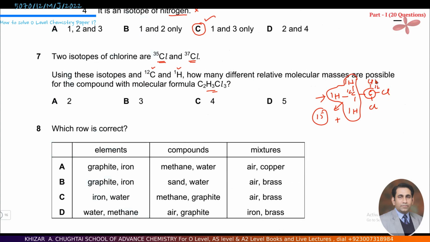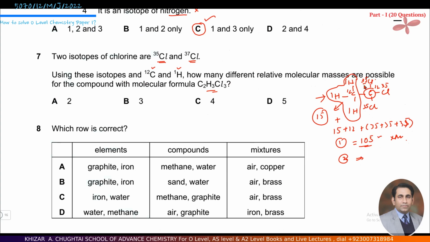This Cl has 35 mass, and each Cl is supposed to have 35 mass. So what should be the overall answer? 15 plus 12 plus, for chlorine, 35 plus 35 plus 35, and the answer will be 105. So this is one of the possible Mr values. That is one Mr. Come to the second option.